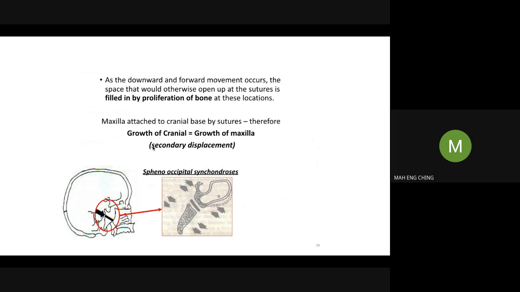So the maxilla is attached to the cranial base by suture. Therefore, the growth at the cranial base and the growth at the maxilla, just like we discussed before. If the bone grows bigger, it will push the bone next to it to a further place. This is called secondary displacement. Same with this picture. You see this on the base of skull. If the skull grows bigger, it will push the maxilla and mandible downward and forward. That's called secondary displacement. Again, maxilla and mandible must be attached to the base of the skull, and this gap must be filled by the new bone when they move downward and forward.